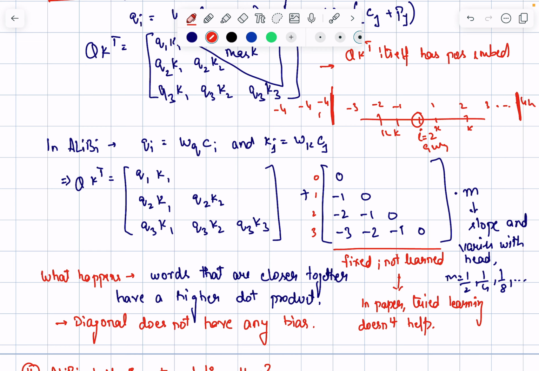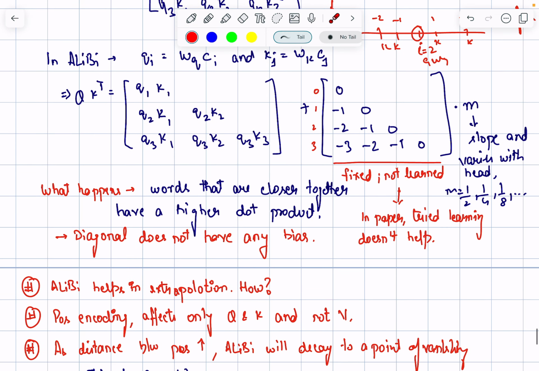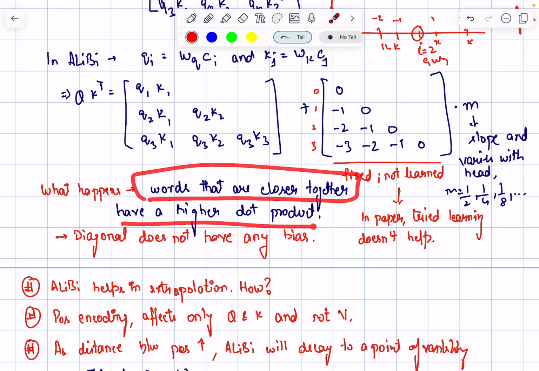The intuition behind that is that as you move away from your query node or query token, beyond a certain distance from the query node, it does not matter how far away it is. Usually your attention should decay and should stay constant beyond a particular range. In this case, words that are closer together have a higher dot product.